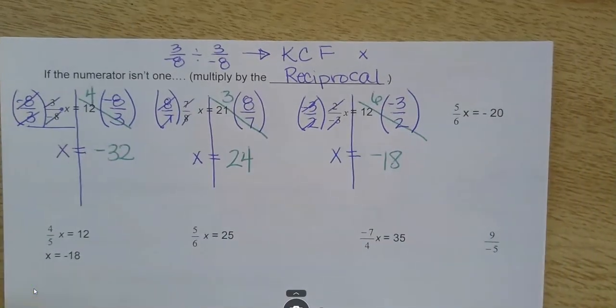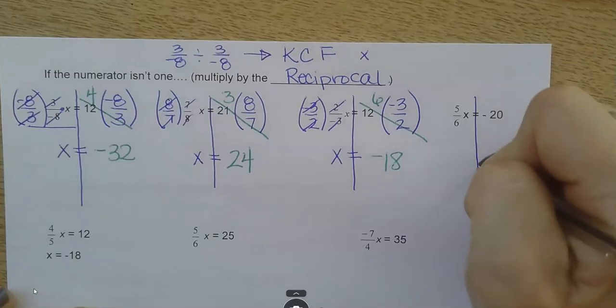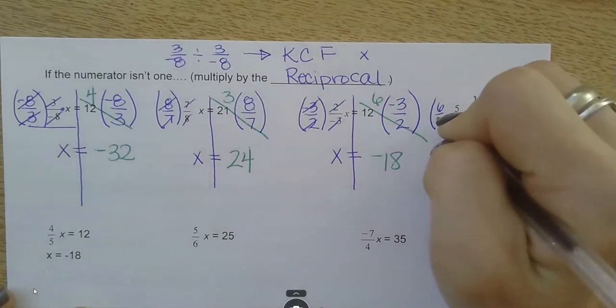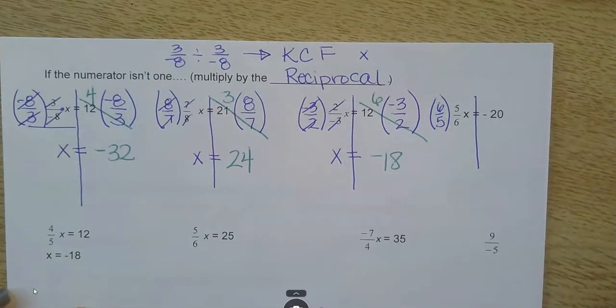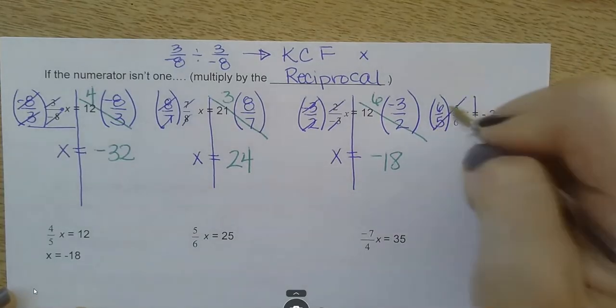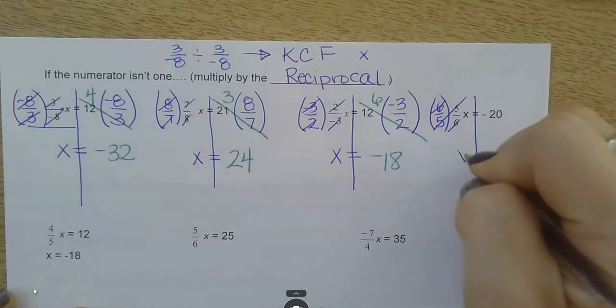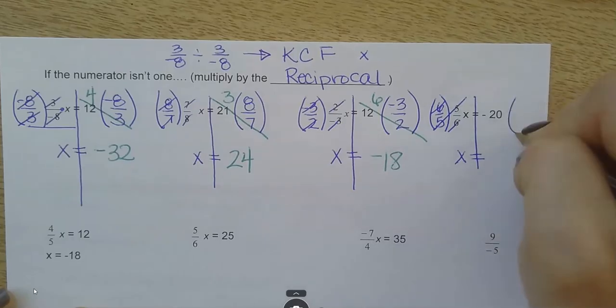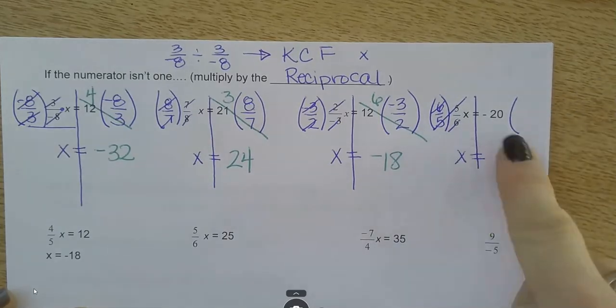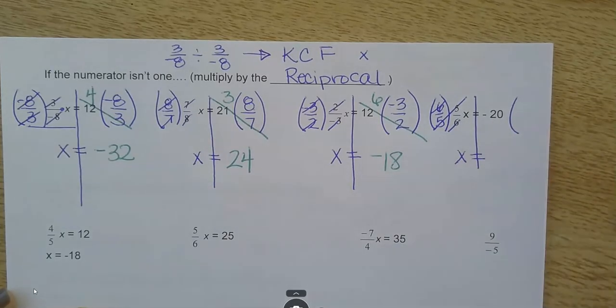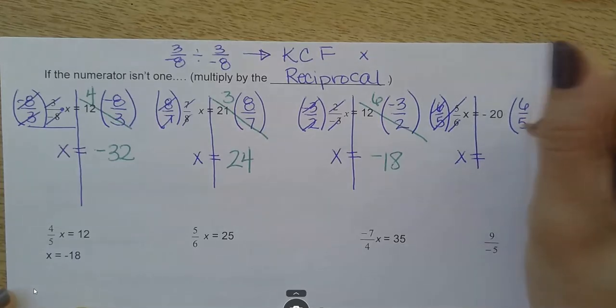Okay, last one for me. Line down the equal sign. Multiply by the reciprocal to cancel this fraction out. Because 5 and 5 cancel out, 6 and 6 cancel out. Bring down your x. And whatever I did on one side, I have to do on the other side. I need to multiply by 6 over 5 here.